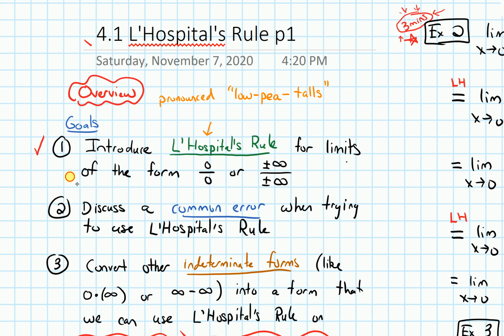All right, so returning to our goals from this section, we've now discussed a common error when trying to use L'Hopital's rule, which is make sure we actually have a limit of the form 0 over 0 or plus or minus infinity divided by plus or minus infinity. If our limit doesn't have those forms, I can't use L'Hopital's rule. All right, so in the next video, we will talk about how we can convert other indeterminate forms, things like 0 times infinity or infinity minus infinity, into a form that we can actually apply L'Hopital's rule to.